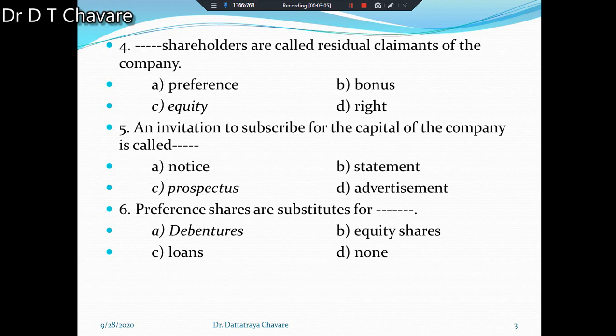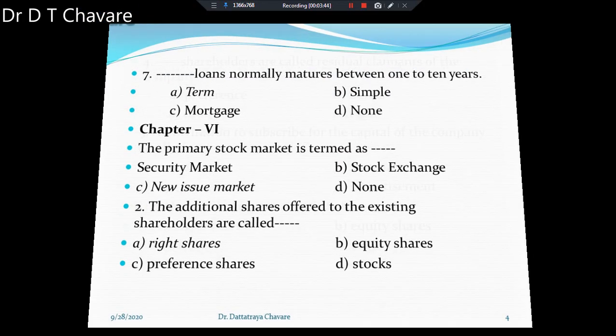Now, our next question is also there. Preference shares are substitutes for dash dash. Read the question carefully. Number 1, debentures. Number 2, equity shares. Number 3, loans. And number 4, none. What is the correct answer? Preference shares are substitutes not for equity shares, not loans, or none, but definitely for debentures. This will be the correct alternative.